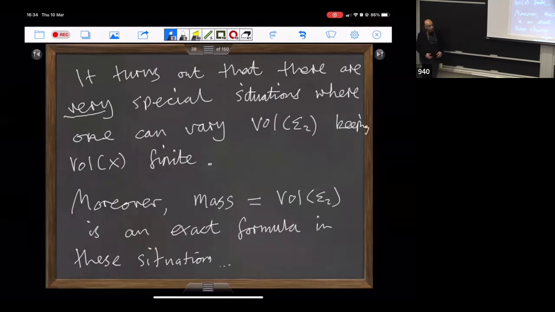Okay, now it turns out that these are extremely special situations, I'll try and convince you, where you can vary the volume of certain surfaces inside X whilst keeping the overall volume fixed. And in these special circumstances, this rough formula that I wrote down is, you can prove, exact in the full quantum theory. So it doesn't just remain an intuitive, hand-wavy picture. The picture I'm about to tell you will make some very precise statements.